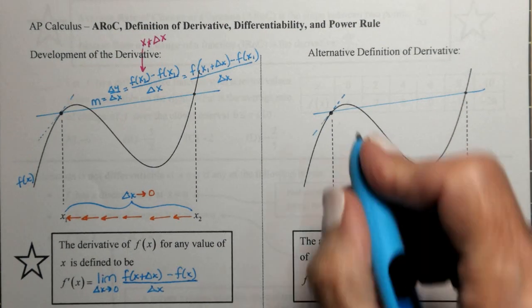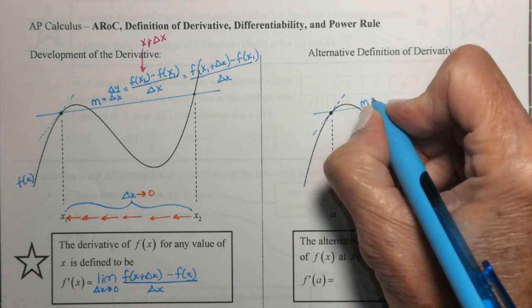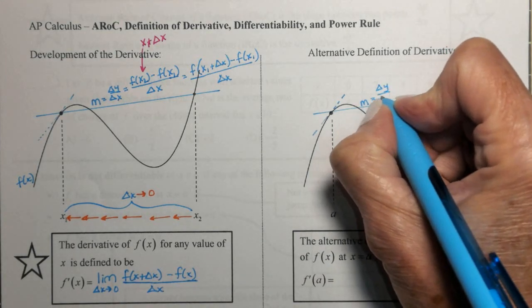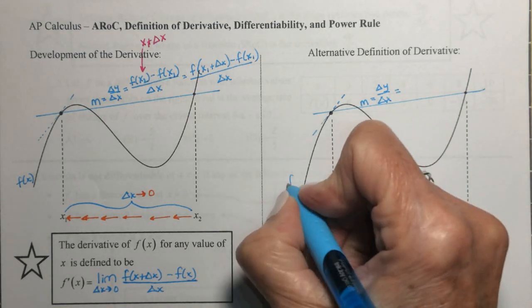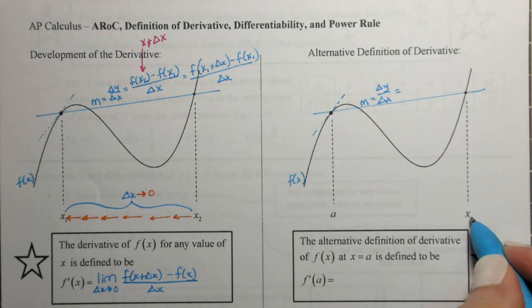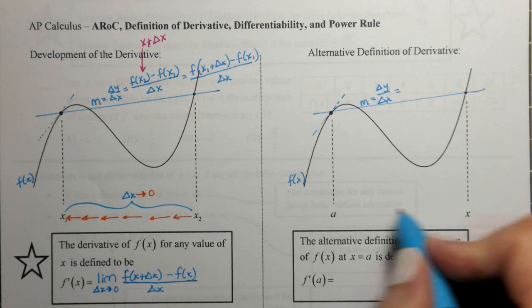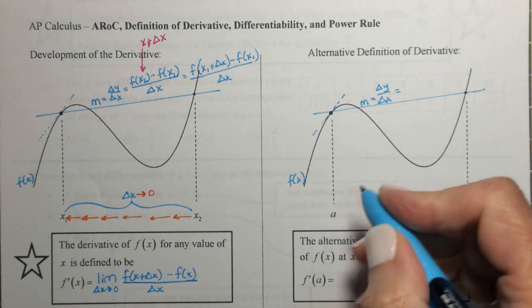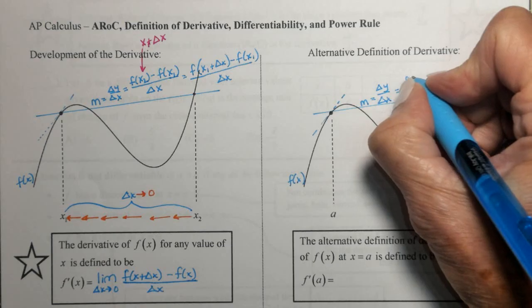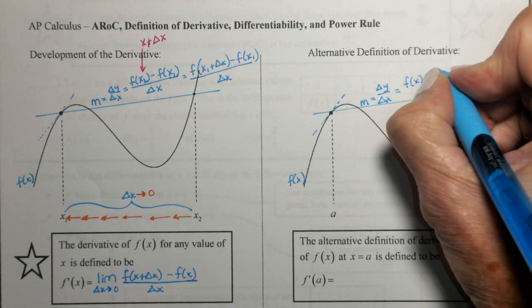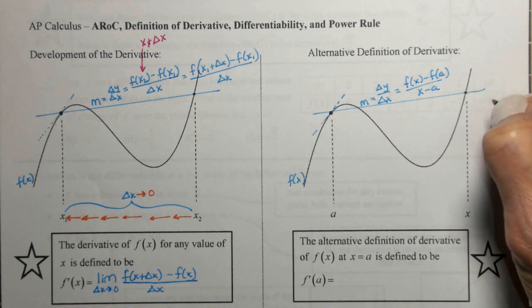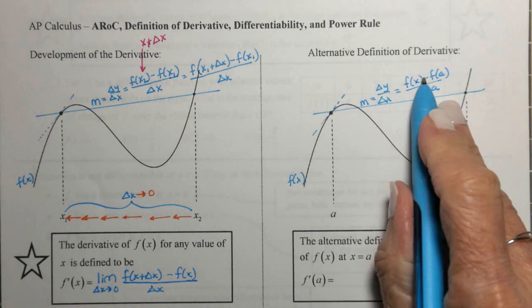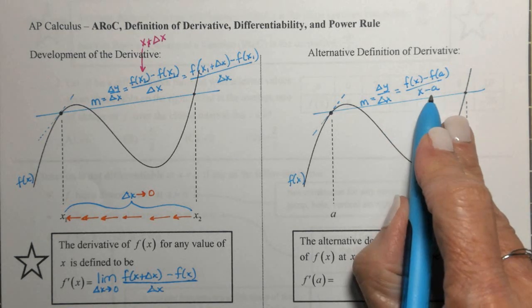We know that our slope is change in y over change in x, which is f. We're going to call this f of x again. That's f of this value minus f of this value. I'm going to write that just like that: f of x minus f of a over x minus a. And I'm going to leave it just like that. Change in y, change in x.